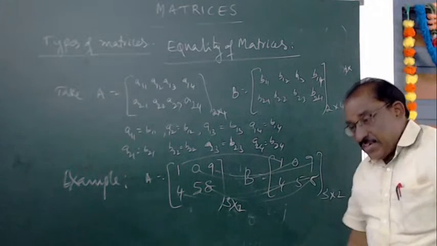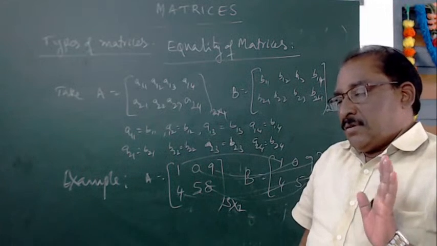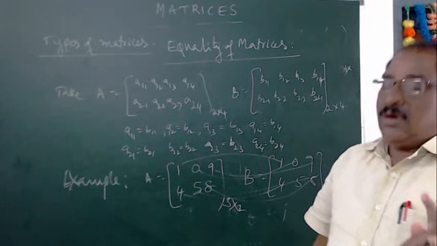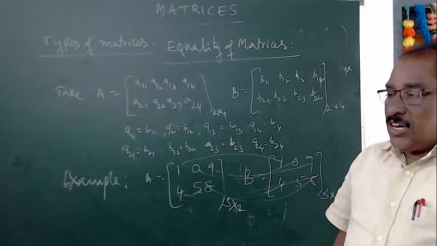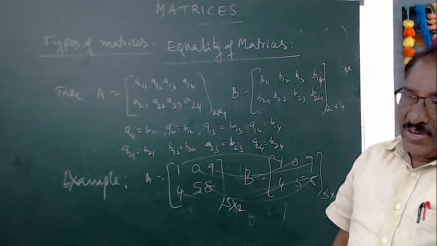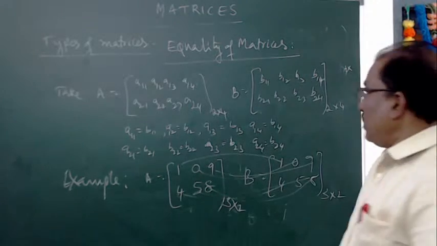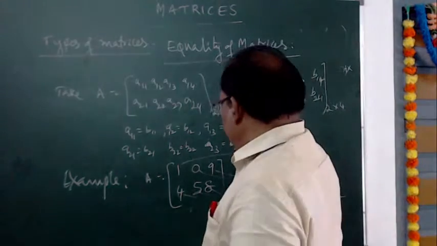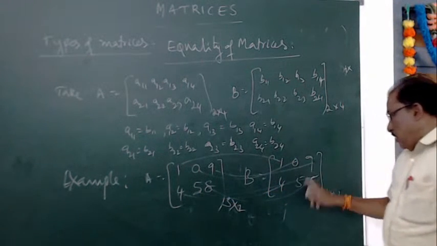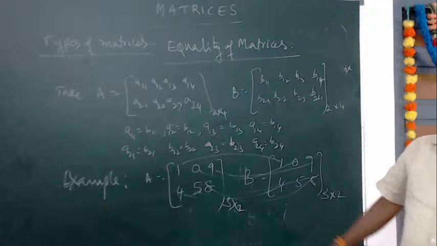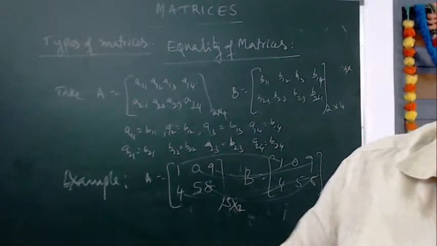Now, take the definition of the equality of a matrix. If matrices A and B have the same order and the corresponding elements of A and B are the same, they are equal. This is called the equality of the matrices. Example: A is equal to 1, 0, 9, 4, 5, 8 and B is equal to 1, 0, 9, 4, 5, 8. This is called the equality of the matrices. Next.